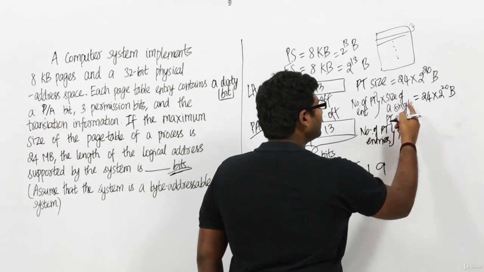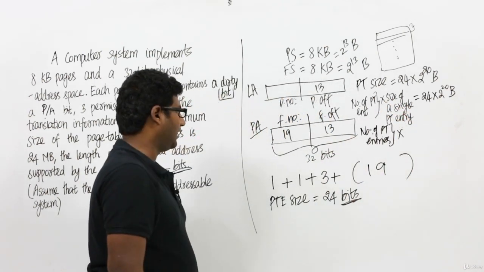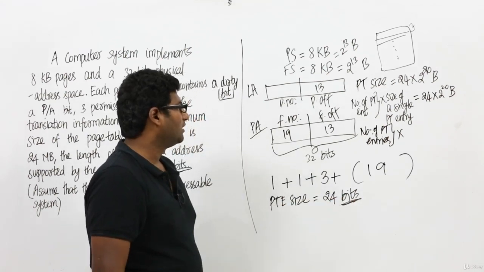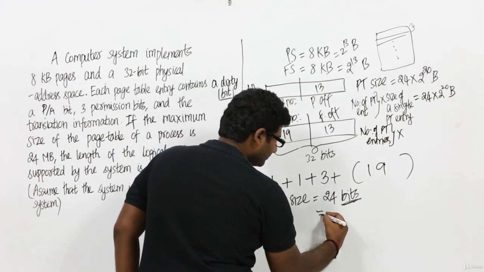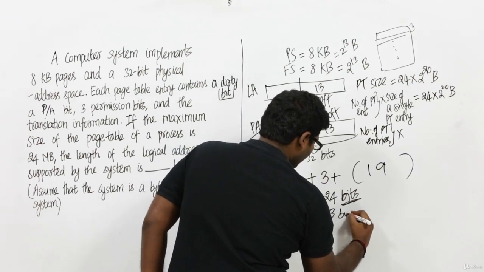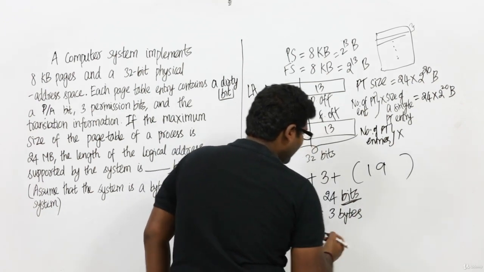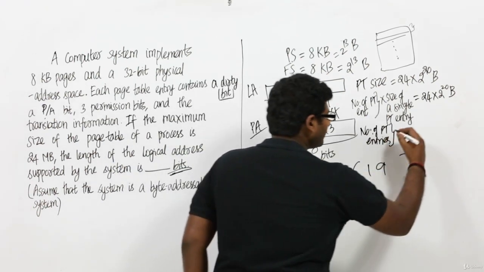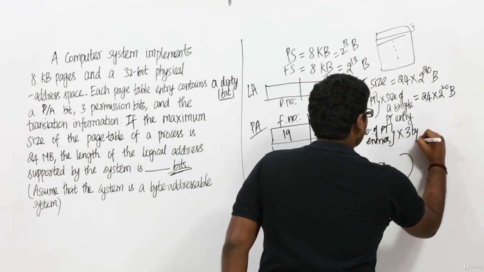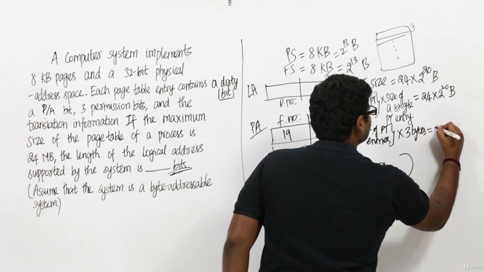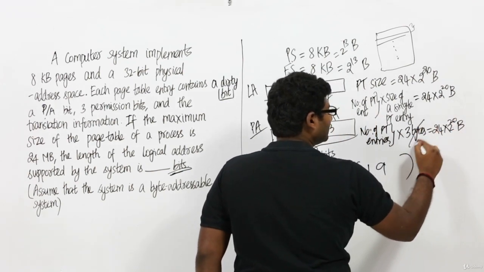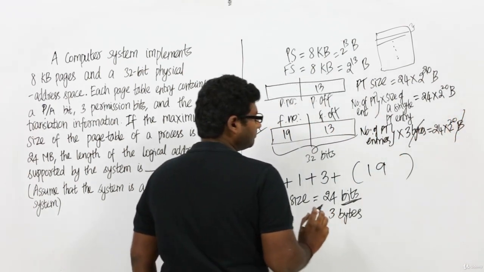Now, do we know the size of a single page table entry? Yes, we have just calculated it, right? It is nothing but 24 bits. Now I can also write this as 3 bytes, right? 24 by 8 is nothing but 3. So the page table entry size is 3 bytes, fine. So this is 3 bytes, and this is 24 into 2 power 20 bytes. So bytes and bytes will get cancelled.